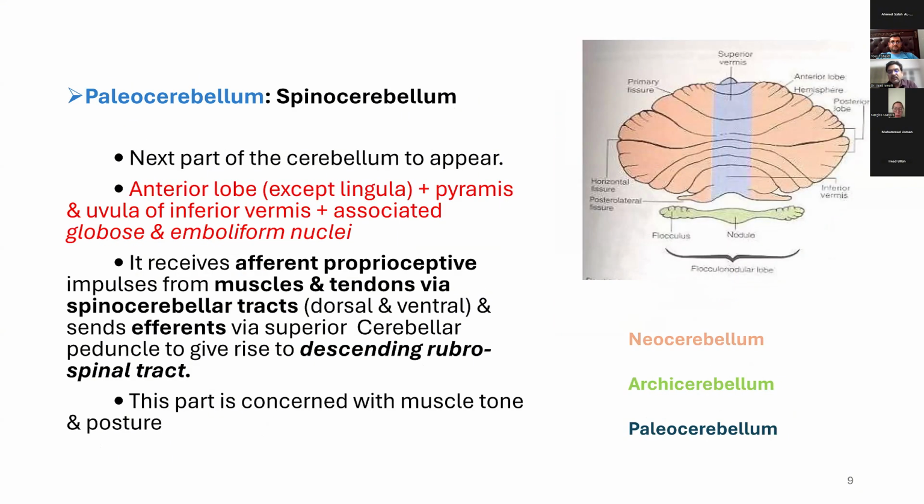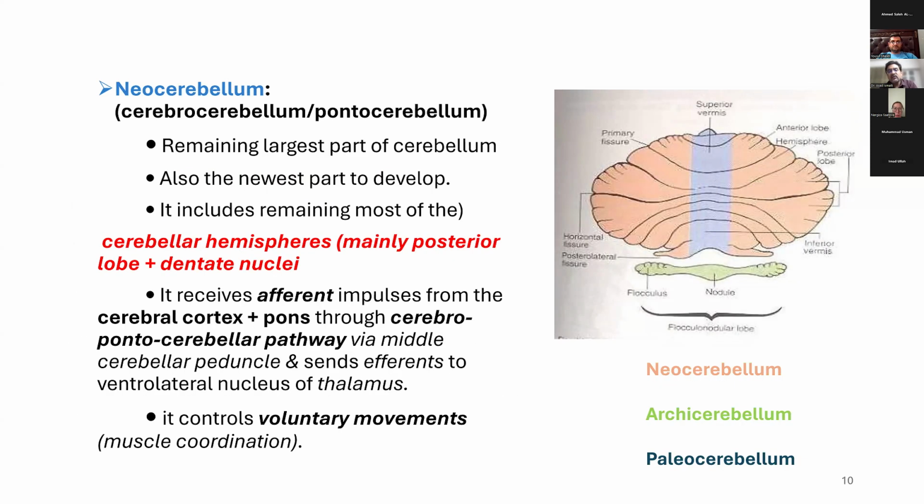So again, the archicerebellum is responsible for the equilibrium. The spinocerebellum or the paleocerebellum is responsible for the muscle tone and posture. And the last one to arise, the neocerebellum, the newest portion, the largest portion of the cerebellum, it controls the voluntary movements like muscle coordination.